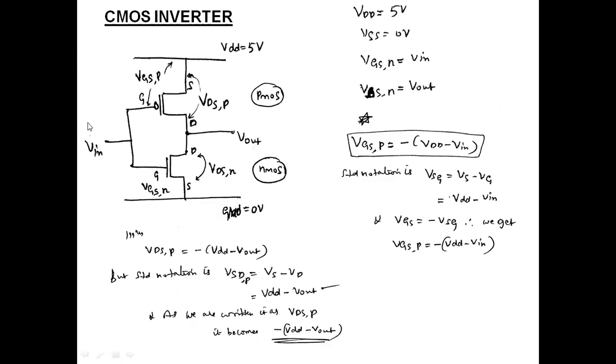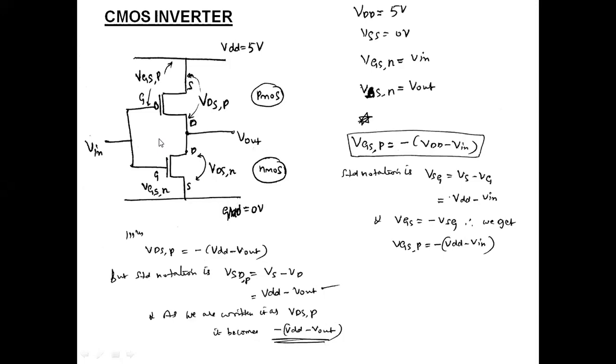Suppose I go on increasing the VIN voltage, how will these PMOS and NMOS devices behave, or in what regions will the PMOS and NMOS operate upon the increase of VIN voltage within the range of 0 to 5 volts? That needs to be analyzed. And we know that exactly at VDD by 2, suppose I take this VDD as 5 volts, exactly at 5 divided by 2 equal to 2.5 volts, we have the switching of this inverter.